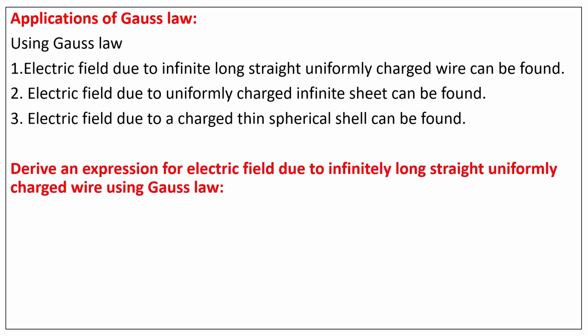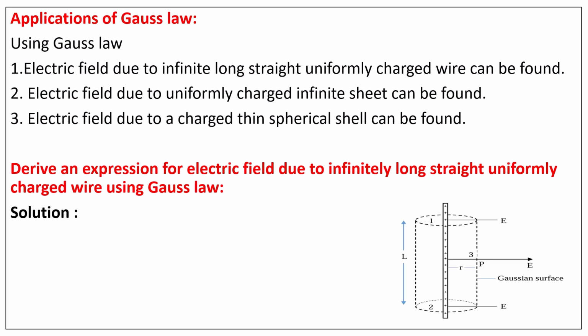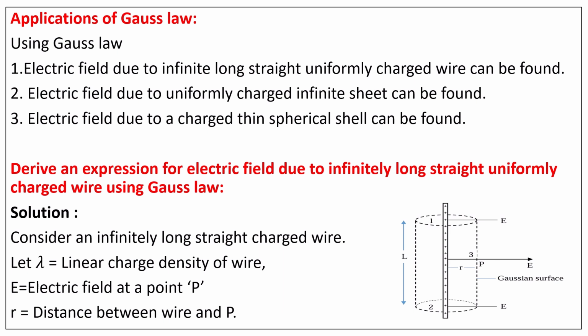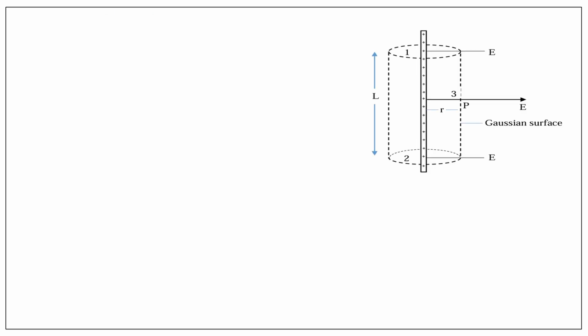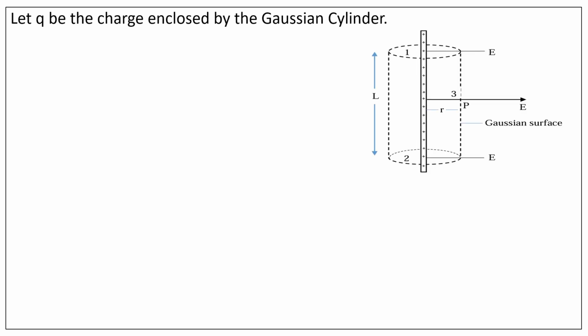1. Derive an expression for electric field due to infinitely long straight uniformly charged wire using Gauss law. Solution. Consider an infinitely long straight charged wire. Let lambda be the linear charge density of wire, E is electric field at a point P, and r is distance between wire and P. Draw a cylindrical Gaussian surface of radius r passing through point P as shown in figure. Let Q be the charge enclosed by the Gaussian cylinder.